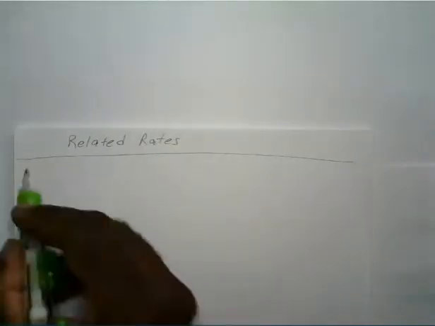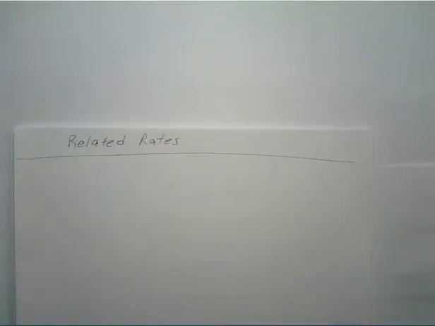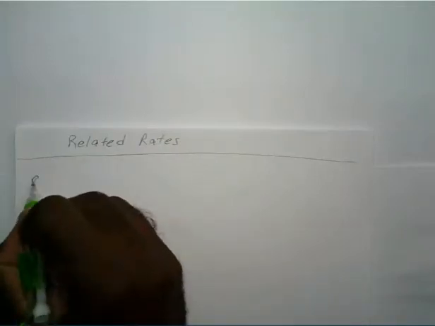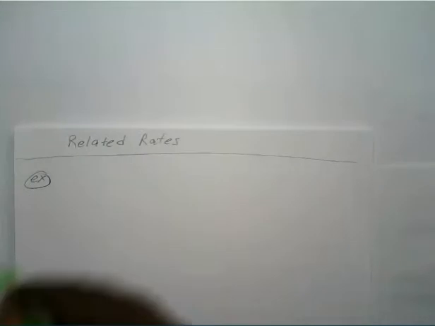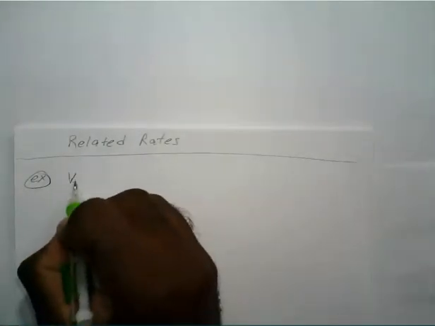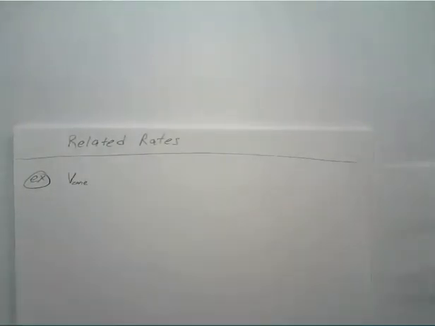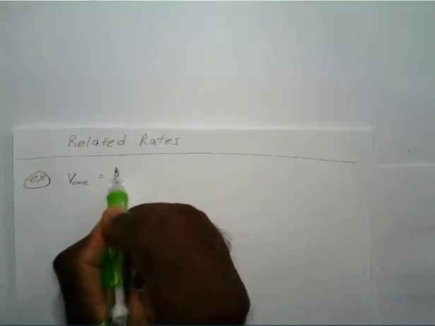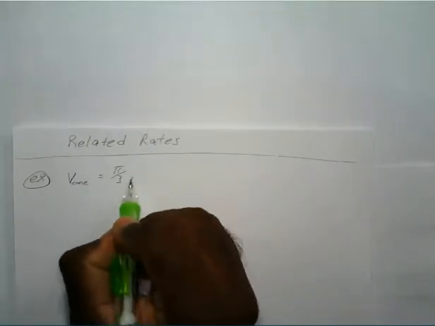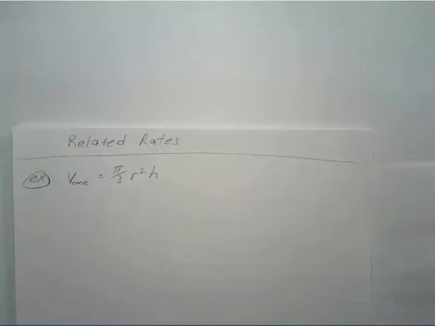Alright, so to give you an idea of what we'll be doing, let's say, for example, we know that the volume of a cone is equal to pi over 3 times the radius squared times the height.